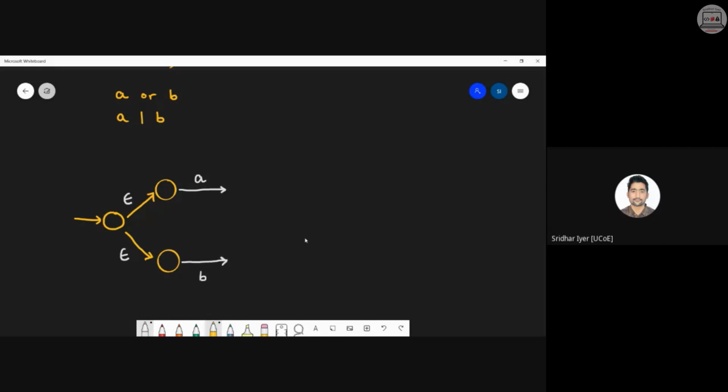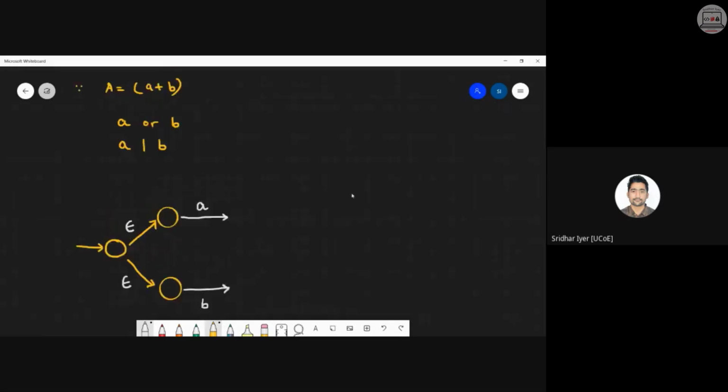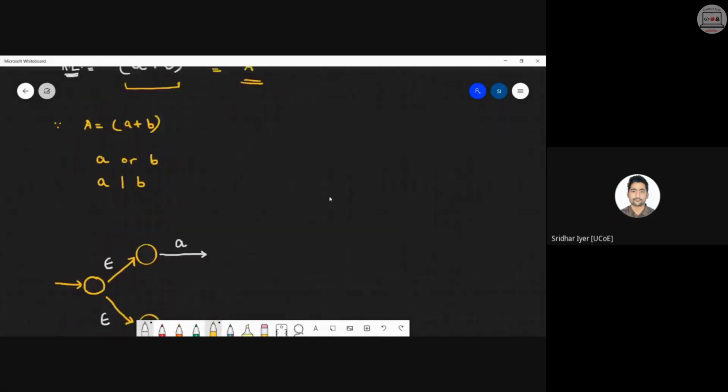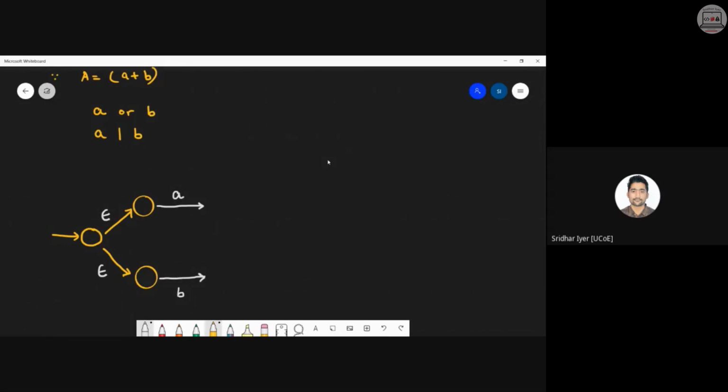Okay. So once after accepting a small a, or a small b, we have to move our machine to a state which can be termed as an accepting state. Okay, clear with this? Yes or no?